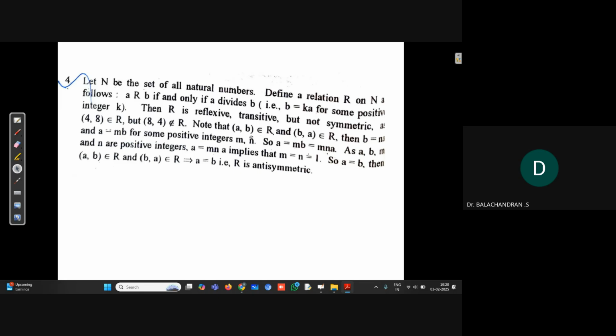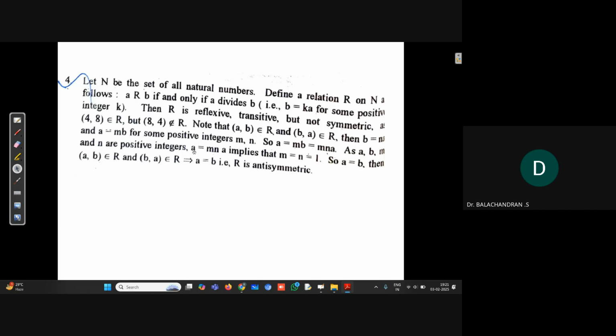Here you have a, and here also a. So this is possible only if m and n are positive integers, so a = mna is possible only if m = n = 1. So m = n = 1 implies b = a. So m = 1 implies a = b, or b = a. So that is what I wanted to prove: whenever (a, b) is in R and (b, a) is in R, then a = b. So that is given here. Okay, then (a, b) in R and (b, a) is also in R.